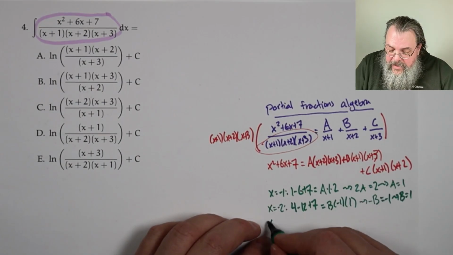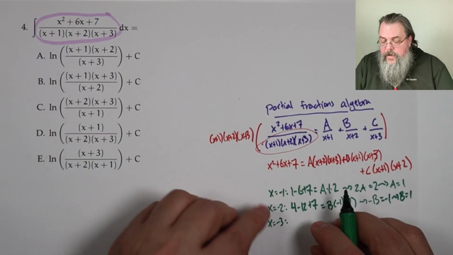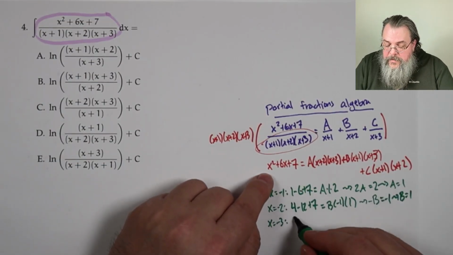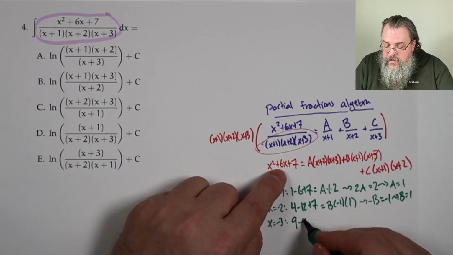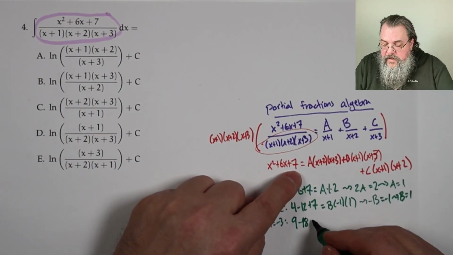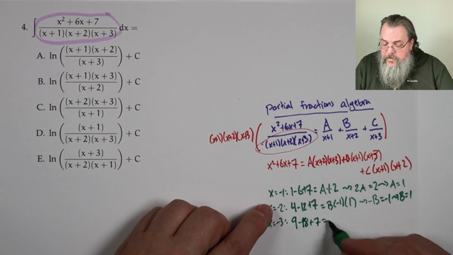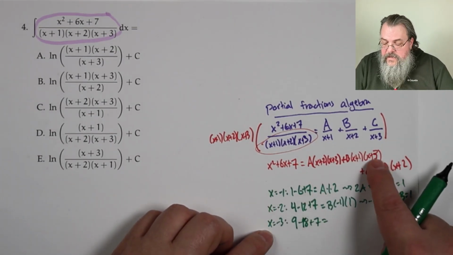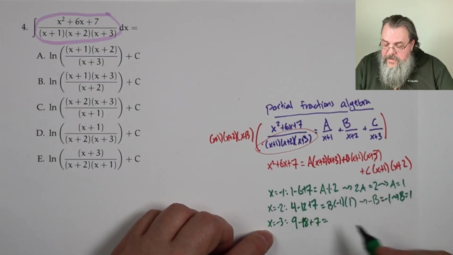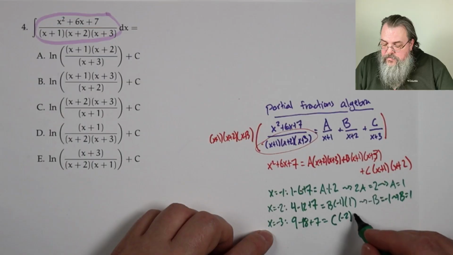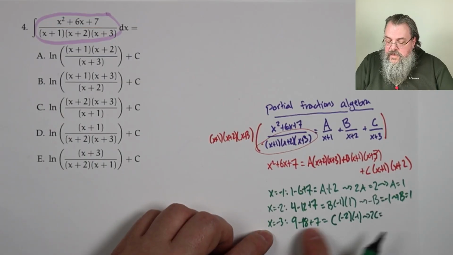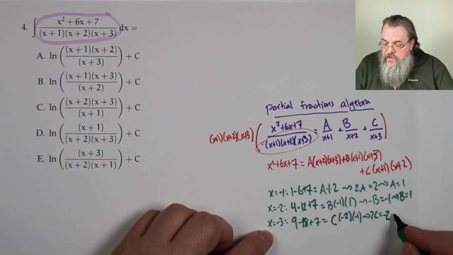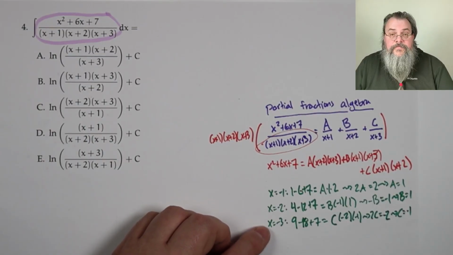And then x equals minus 3. What happens? Well, we get 9, and then we have minus 18, plus 7. Equals 0, because minus 3 will make that 0. 0 again, because again, minus 3 makes that 0. And then we have C, and minus 3 plus 1 is minus 2, and minus 3 plus 2 is minus 1. All right, so 2C equals 16 minus 18, which is negative 2. So C is negative 1.